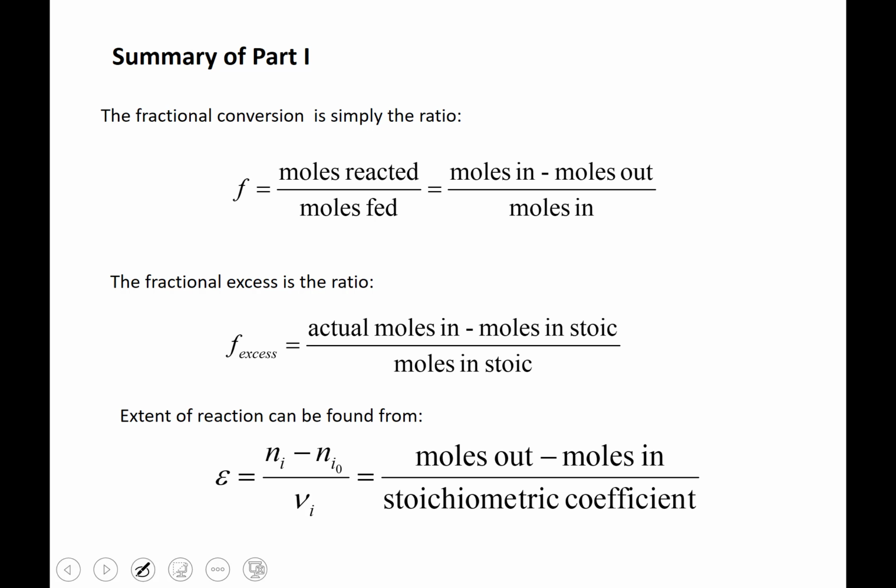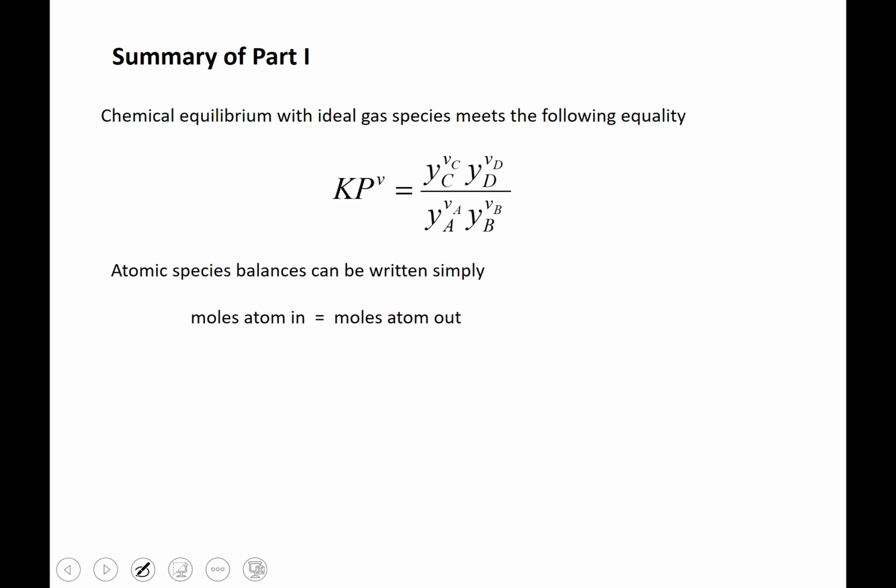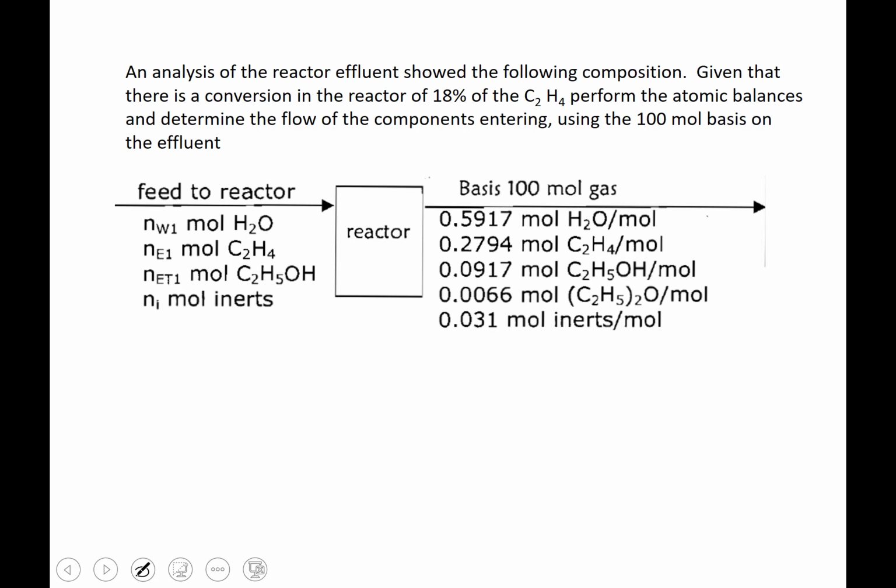So I don't think I really actually talked about it, but fractional conversion is simply the moles reacted divided by the moles fed. So how do we know how many moles were reacted? It's simply the moles that went in, and you subtract the moles that went out, and the difference is the ones that reacted, the ones that disappeared. Divide that by the moles in. The rest of the stuff we got, and we also talked about chemical equilibrium and atomic species balances, and now we are ready for our quiz.